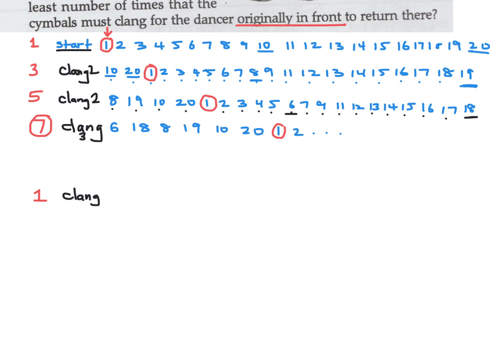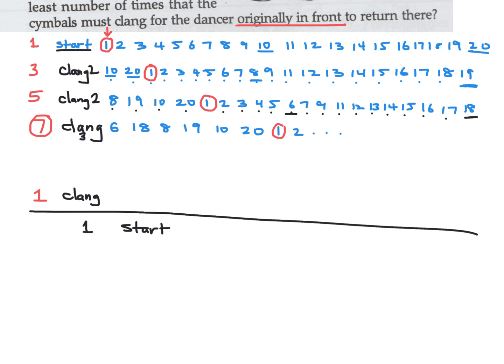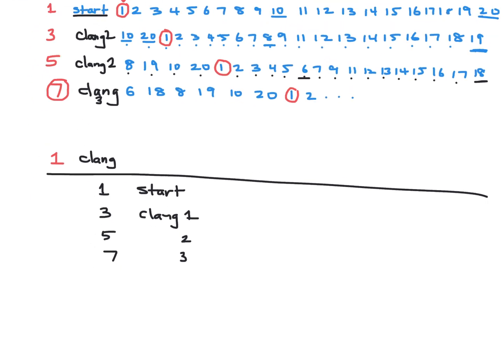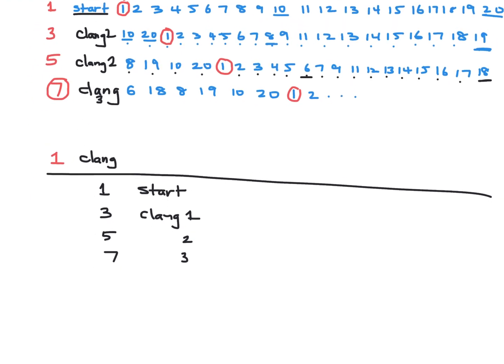So the way this actually worked is at start we had position 1. I'm just repeating what I wrote up there. Clang 1, it goes to position 3. Clang 2, it goes to position 5. Clang 3, it goes to position 7. And then it just kind of keeps on going like that. And we have to figure out at what Clang does it go back to position 1.